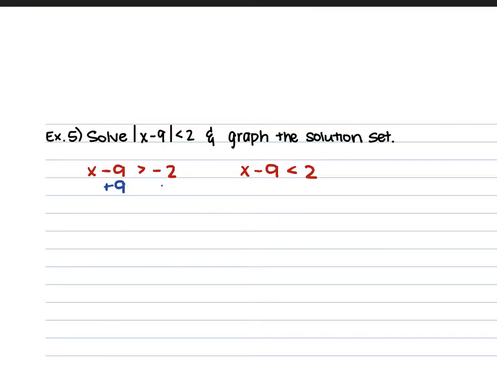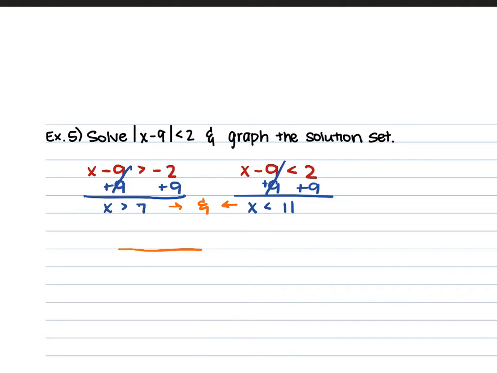From here, I'm just going to add the 9 to both sides. I get x is greater than 7. I add the 9 to both sides on this one. And x is less than 11. I look at these two. I'm going to have an and statement because my two signs go in towards each other.